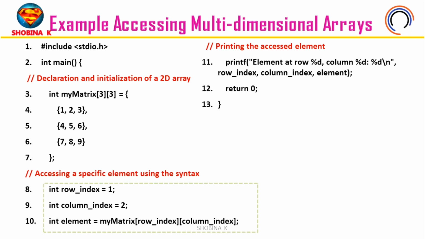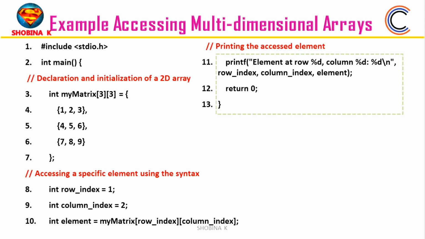These lines declare two variables, rowIndex and columnIndex, and assign values to them, which are 1 and 2 respectively. Then it accesses a specific element in myMatrix at the specified row and column indices and stores it in a variable element. This line prints the value of rowIndex, columnIndex, and element using the printf function. The format specifier %d is used for printing integers.